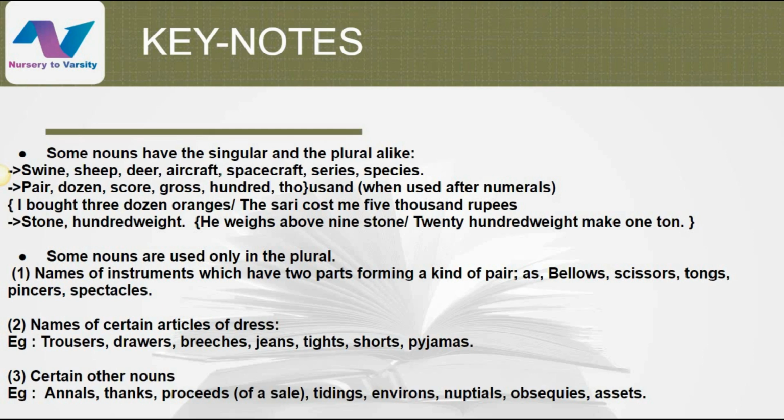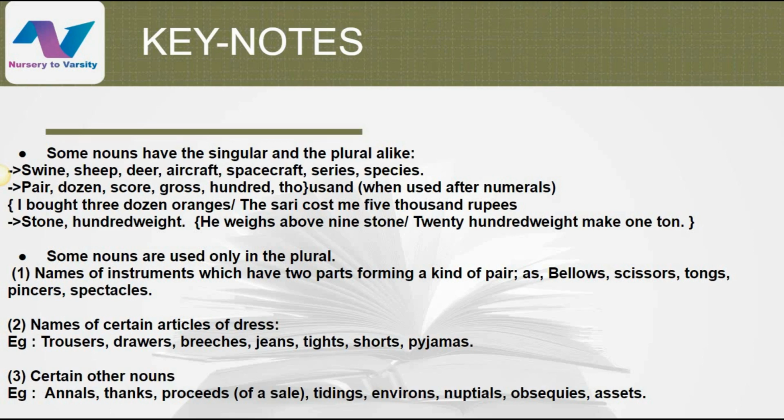So next one is some nouns are used only in the plural. Let's see how. First one is names of instruments which have 2 parts forming a kind of pair. These are always used as plurals, like scissors, tongs, pincers, spectacles, because as you can see, all these words already have more than one thing in them. If I say scissors, there are like two parts of it. So used always as plural.